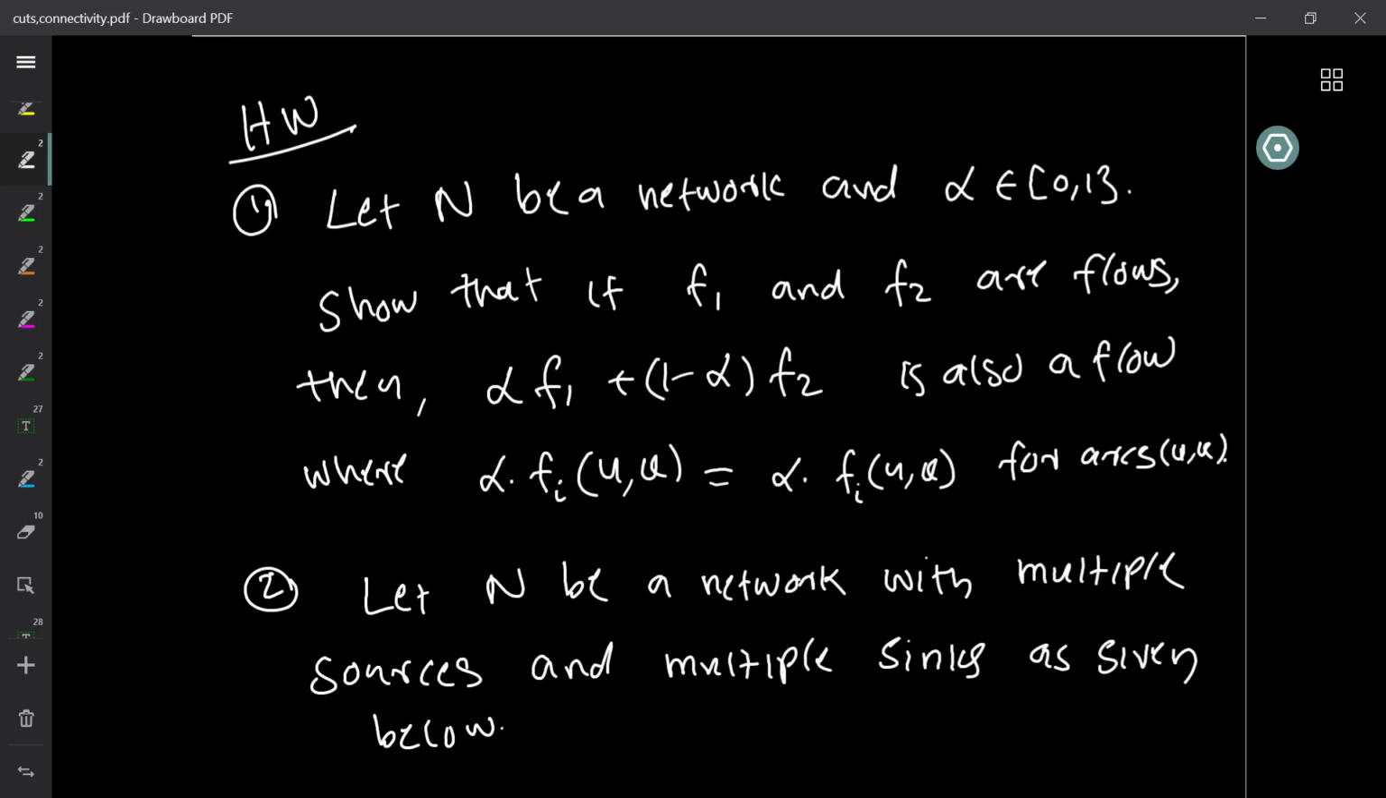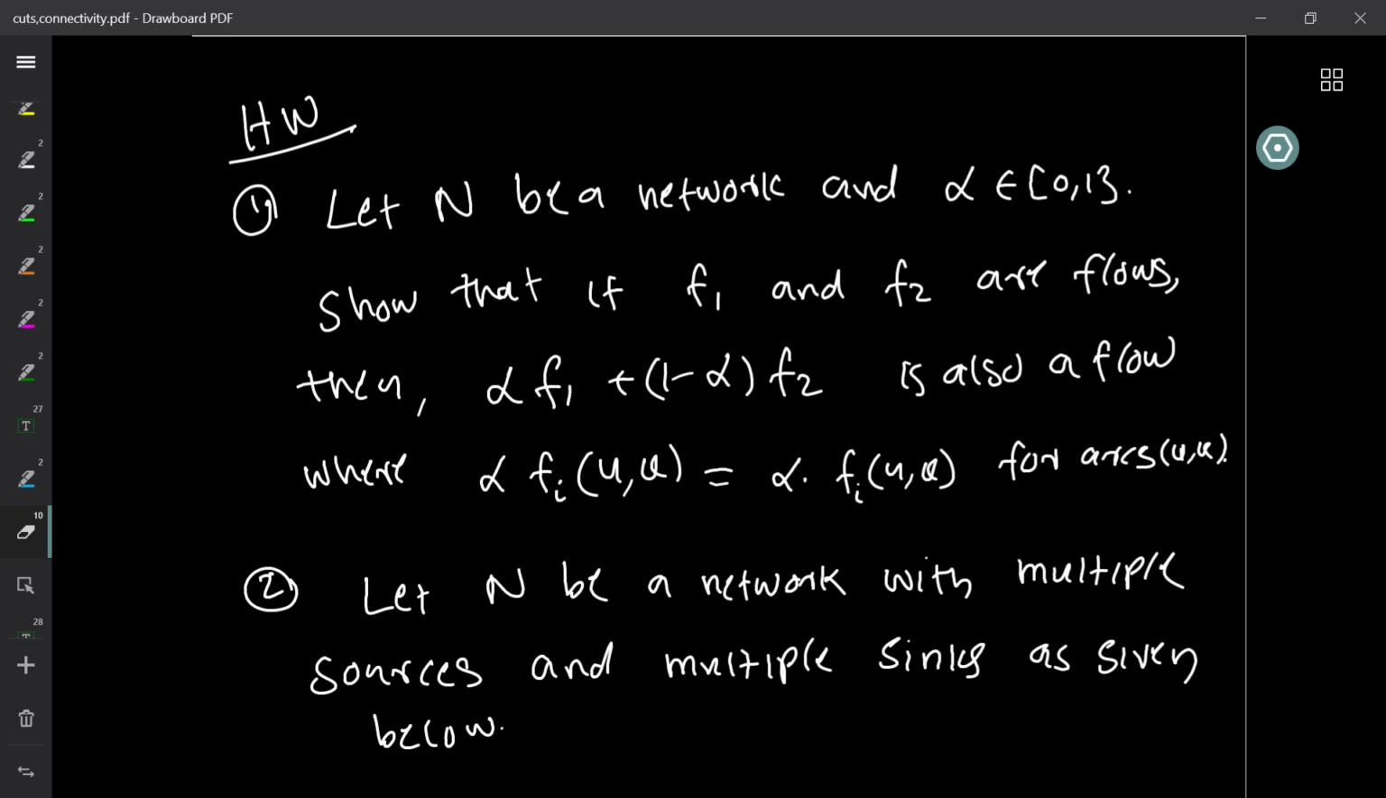Okay, some questions for you. Given a network N and some real number alpha in [0, 1], show that if f1 and f2 are flows, then alpha f1 plus (1 minus alpha) f2 is also a flow. Where we define, for the arc uv, alpha times fi of uv as alpha times fi(u,v).